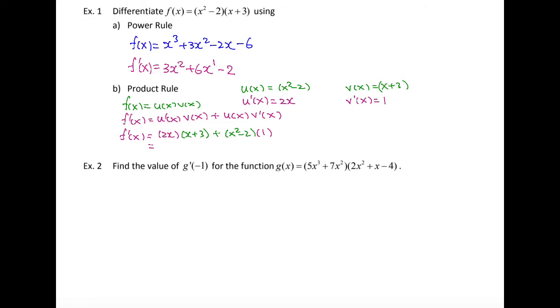Now let's expand and simplify. So you get 2x squared plus 6x plus x squared minus 2. Collect the like terms, you will have 3x squared plus 6x minus 2. As you can see, it doesn't really matter which differentiation rule you use, you will have exactly the same differentiation.